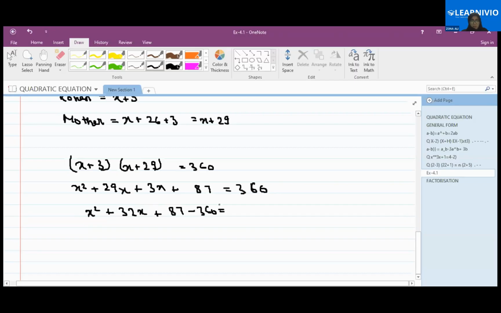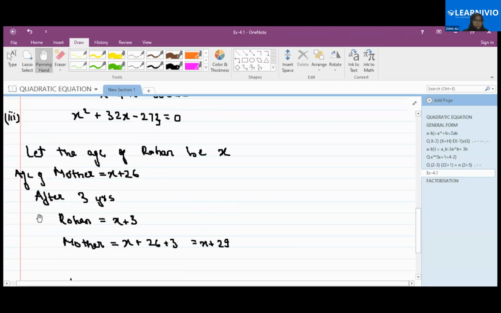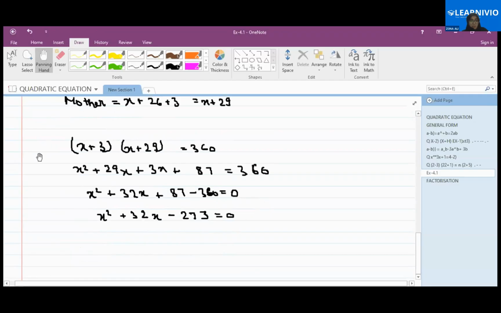I have taken this 360 to the left side, so it gives minus 360 equal to 0. Now this will be x square plus 32x, and minus 360 plus 87 will be minus 273, is equal to 0. So this was your answer, right? Yes. So it is the correct answer.